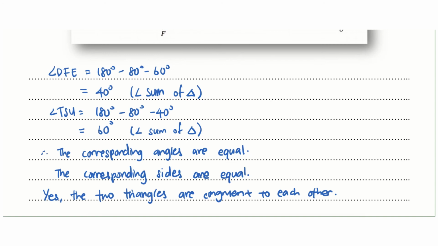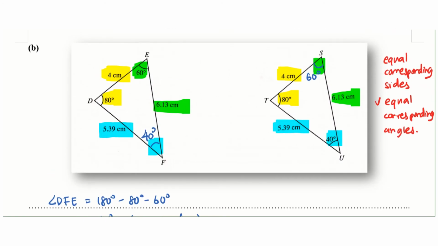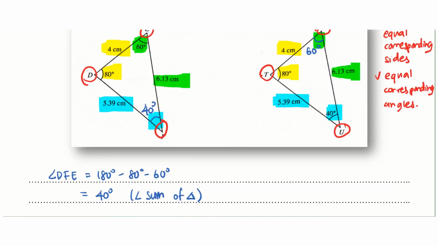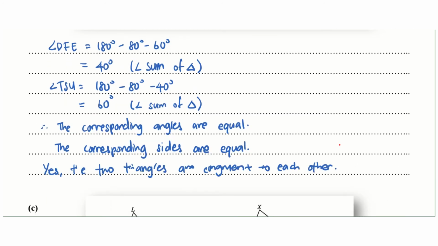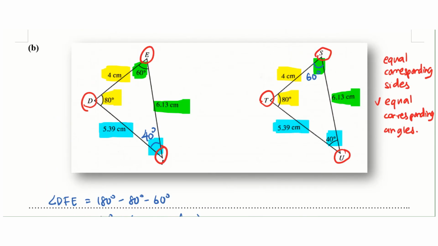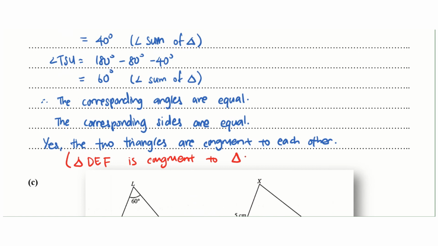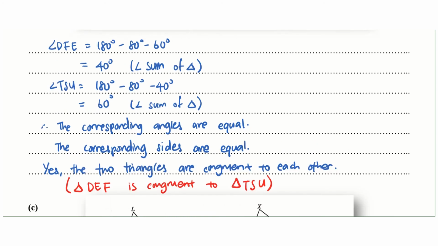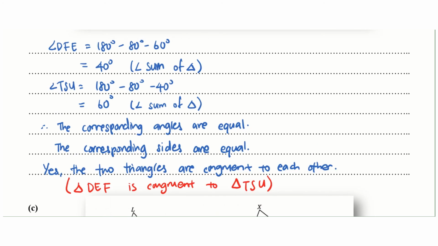Okay, in fact, if I want to name it properly, I will say that triangle DEF is congruent to triangle TSU. Take note of the order that I read that. This is how we ensure that the vertices are actually matching. And that's all for the explanation for part B.